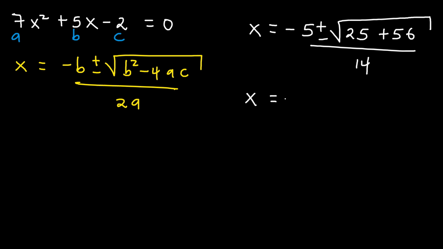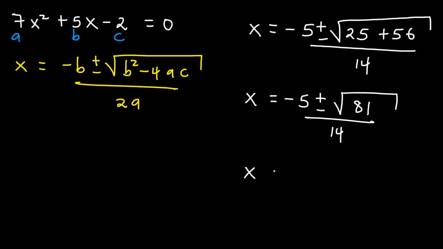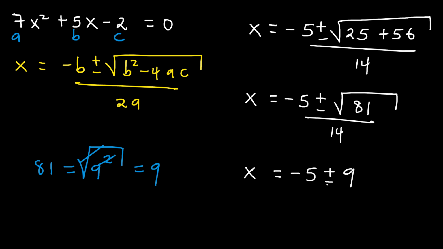Therefore x will be equal to negative 5 plus or minus the square root. Now 25 plus 56 gives us 81, and then divided by 14. And so we shall have x equaling negative 5 plus or minus. Now what is the square root of 81? 81 is the same as 9 to the power of 2. And if you take the square root, this 2 will cancel with the square root, and you remain with 9. Therefore the square root of 81 is 9, and then divided by 14.